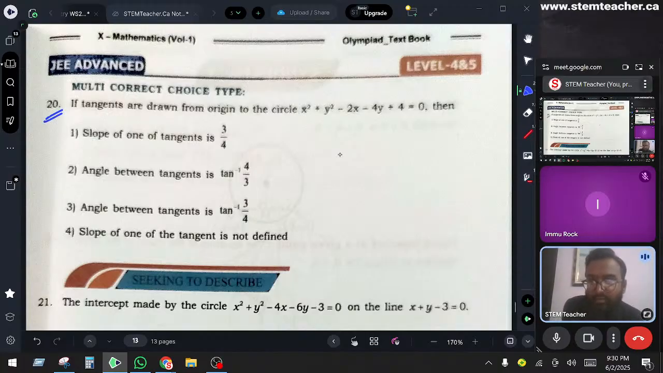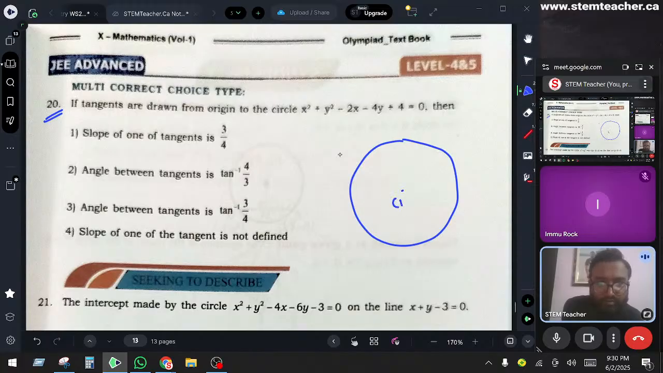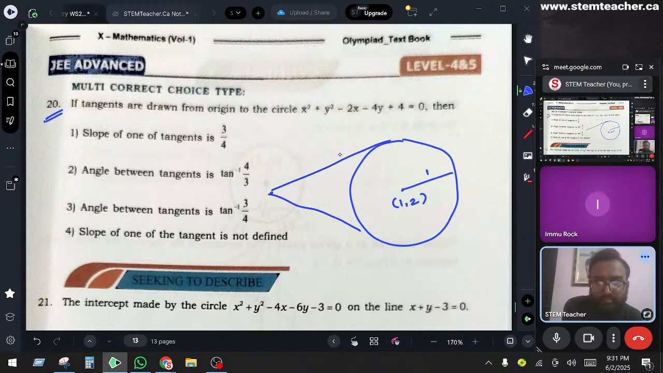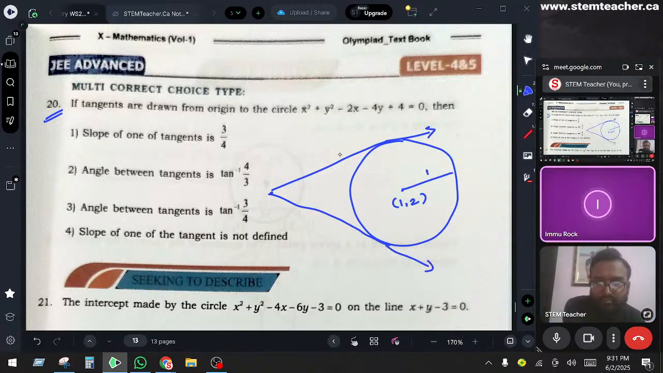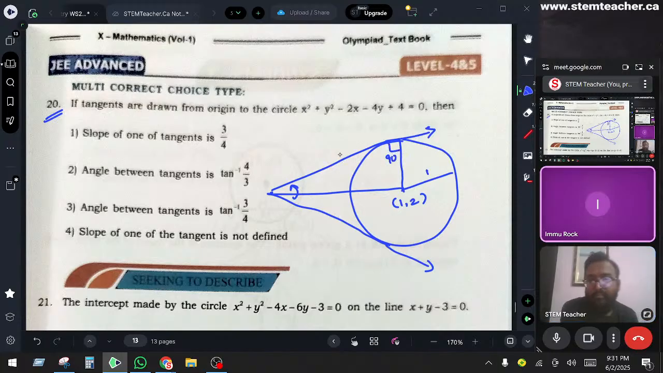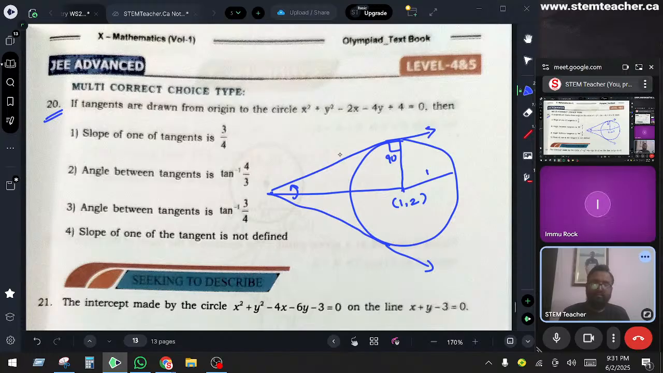I have tried to do this problem 20th. This is a circle. Center 1 comma 2. Radius 1 plus 4 minus 4, radius is 1. Tangents are drawn from origin. This is origin. So what is this formula? And what is this? This is 90. Slope of tangent line. What is the tangent line equation?